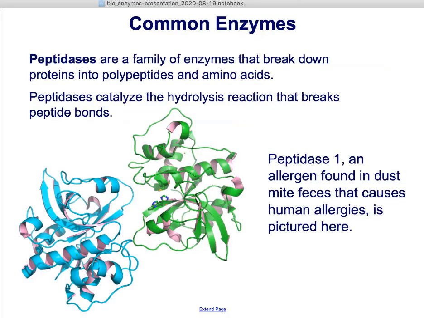Peptidases are a family of enzymes that break down proteins into polypeptides and amino acids. Peptidases catalyze the hydrolysis reaction that breaks peptide bonds. Peptidase 1, an allergen found in dust mite feces that causes human allergies, is pictured here.